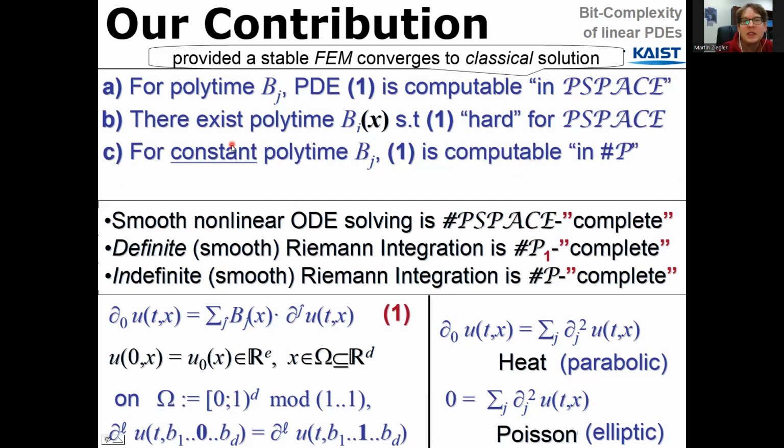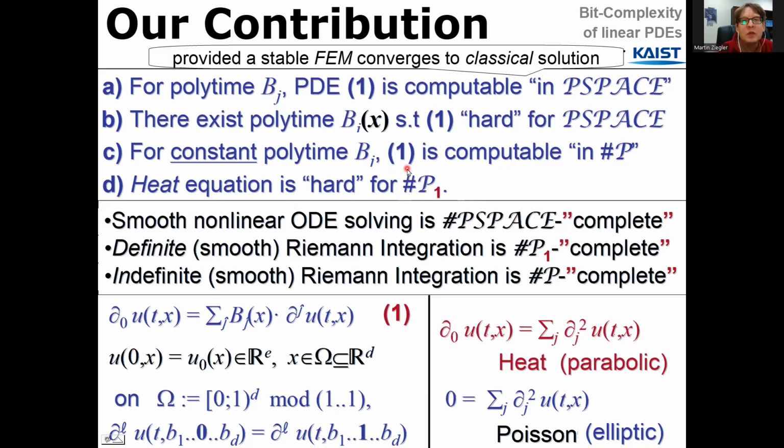Now, our third result generalizes the one about the heat equation, namely whenever the coefficient functions are constant, not functions, but independent of space. They're already independent of time, but if they're additionally independent of space, like it is the case for the heat equation, see, here the coefficients are simply 1, then the solution to this linear PDE can even be computed in Sharp-P, which is a lower complexity class. Remember, this corresponds to Riemann integration. And again, we can show this is optimal, where the heat equation requires Sharp-P 1.